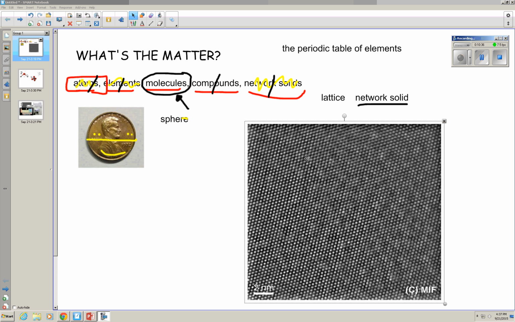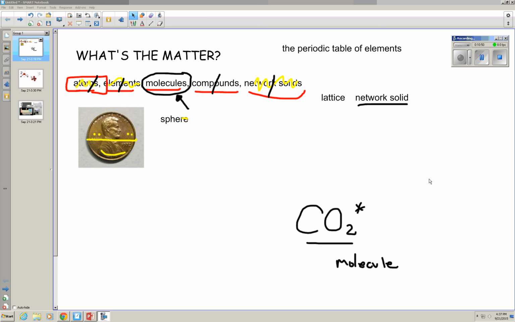Do you hack and spit and cough up a lump of interconnected carbon dioxide atoms? Carbon, oxygen, carbon, oxygen, carbon, oxygen. Is this what we see on the street corners? Big gooey gobs of carbon dioxide that you've hacked up? Of course not. Because carbon dioxide does not exist as a network solid. It can if you get it cold enough, but it doesn't even like to stay that way. Carbon dioxide's a molecule. What does it mean?